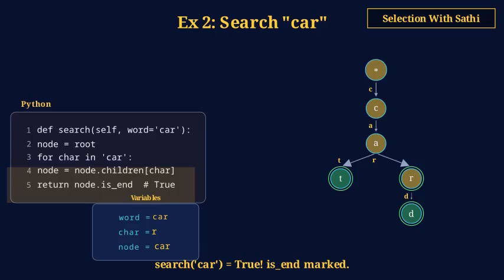We would reach node A after 2 characters. But A dot is end is false. So search would return false. The prefix CA exists, but it is not a complete word.